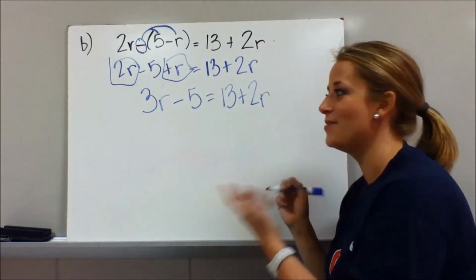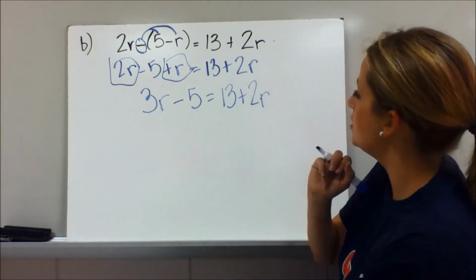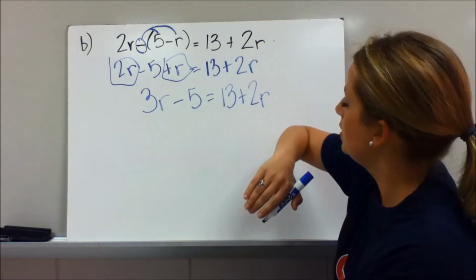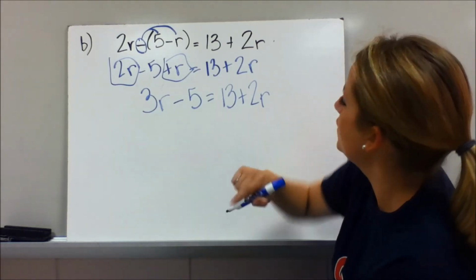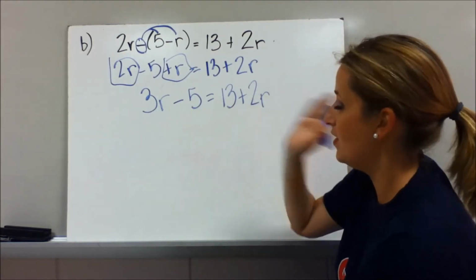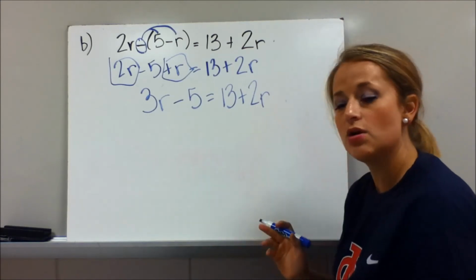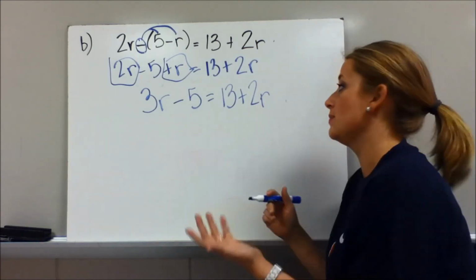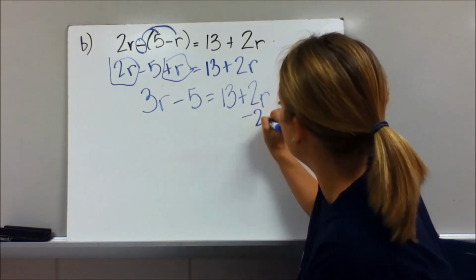Now I can reunite those variables. I'm going to choose to move 2r because it's the lesser coefficient. If I had chosen to move 3r, if you think ahead, subtracting 3r over here, I would have negative r. And we like to avoid negatives as much as possible. It just makes things easier. So I'm going to subtract 2r on both sides.